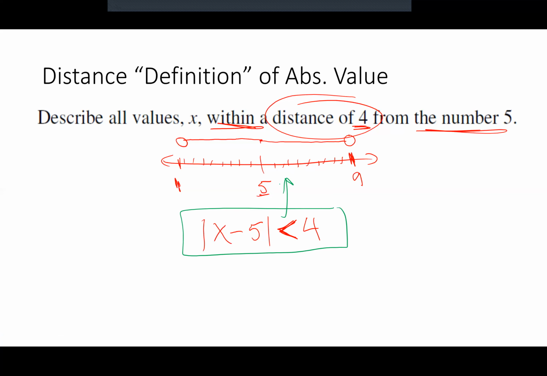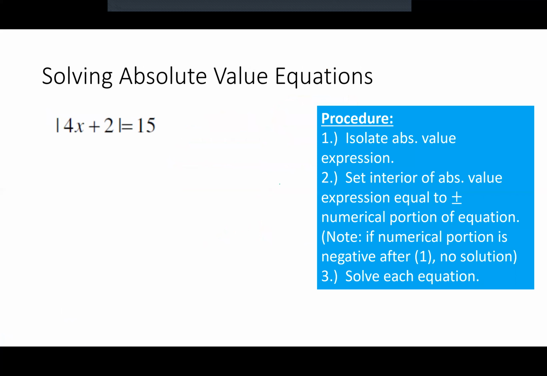Okay, now let's go ahead and solve some absolute value equations. So here's the algorithm that we're going to use for solving these. First, we isolate the absolute value expression. Get absolute value of something equal to just some number. Well done. The absolute value is already by itself here. It'll make more sense when we see one that's not.